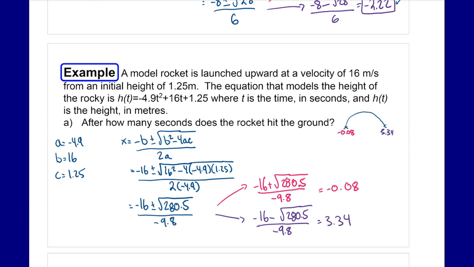So after how many seconds does the rocket hit the ground? Therefore, it hits after 3.34 seconds. So again, just using our understanding of what the quadratic would look like and what the x-intercepts represent. In this case, this x-intercept represents how long it's going to stay in the air, or how long until it hits the ground.